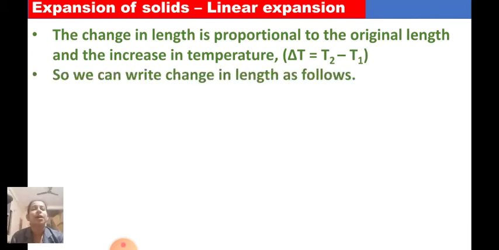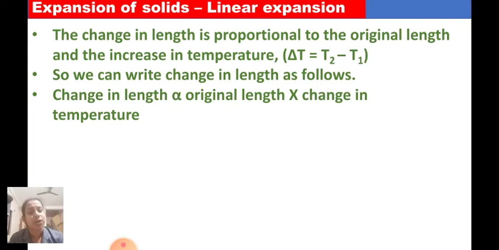Then we can write the change in length now. After giving some amount of heat to the substance, there will be a change in the length, and how can we find that change in the length? You have just now learned that it is proportional to the original length, that is L1, and the change in the temperature, that is delta T, and delta T is nothing but T2 minus T1, that you have to remember.